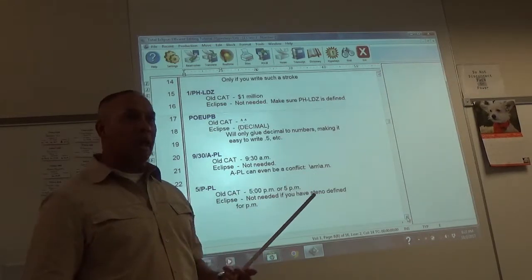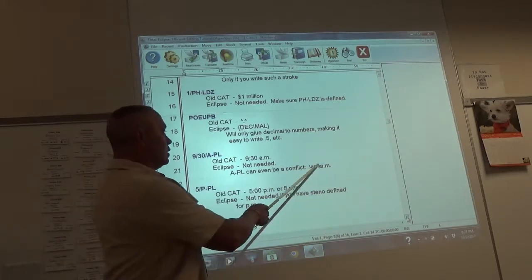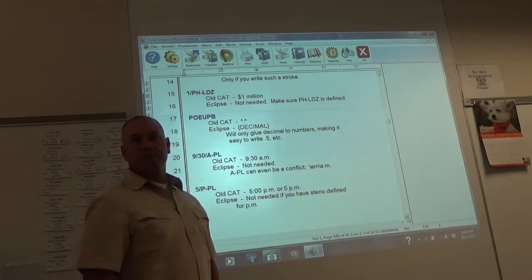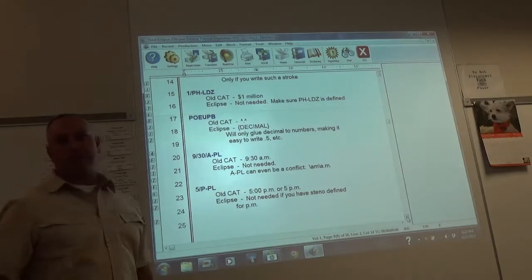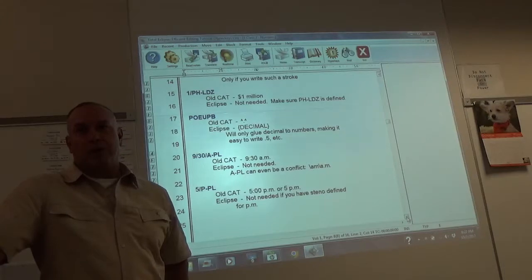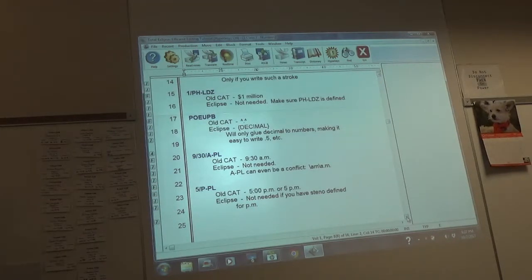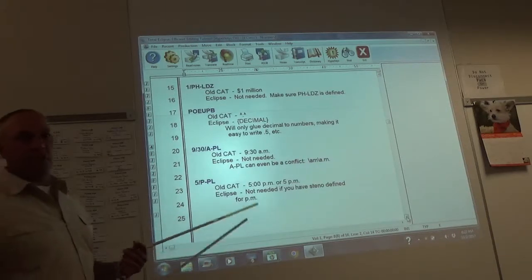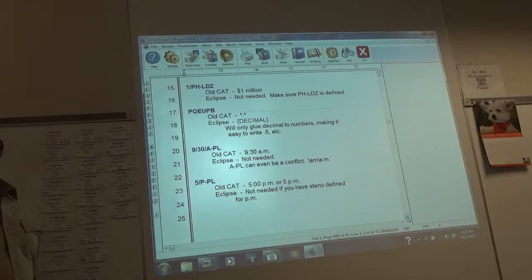But if you don't hear it that way and you just put it as M, then you need to create a conflict. Because now it's going to come out 9:30 AM, not A period, M period. Got it? Same thing with PM, a little different because it doesn't really conflict with anything. So you just define it as PM. Okay?